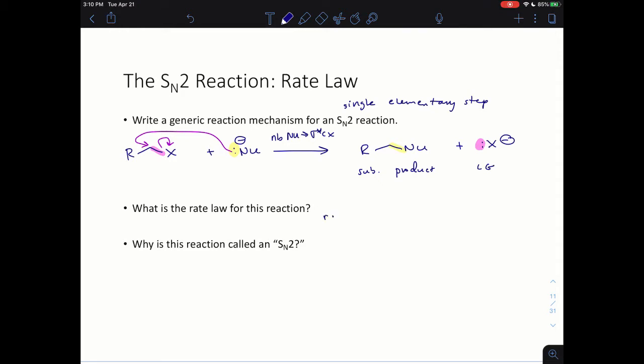Now, because this reaction proceeds by a single elementary step, the rate law is actually kind of simple because you're just looking at everything that interacts in the rate determining step. There is only one step, so it has to be rate determining. So the rate is rate constant k times the concentration of the alkyl halide times the concentration of the nucleophile.